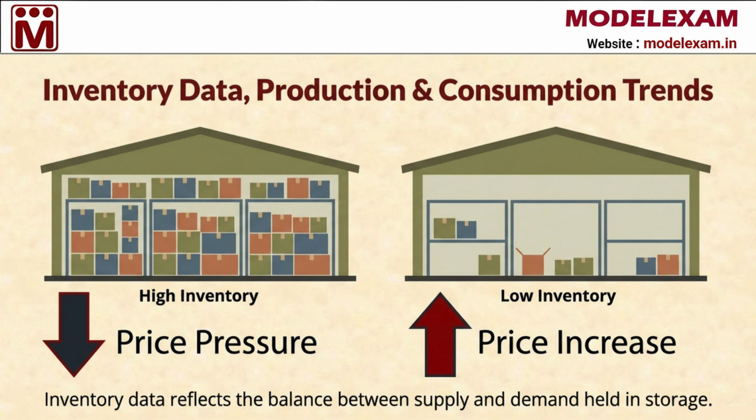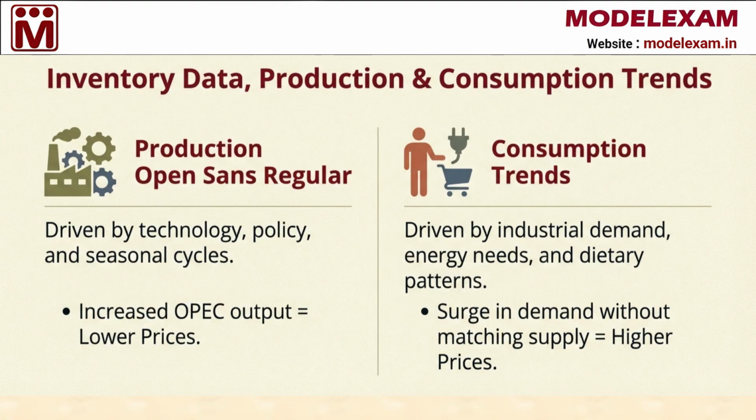Another major indicator is inventory data. This tells us how much of a product is sitting in storage. Think of it as a warehouse. If there is high inventory, it means there is too much supply, which leads to price pressure, pushing costs down. If there is low inventory, it implies scarcity, which leads to a price increase as buyers compete for what is left.